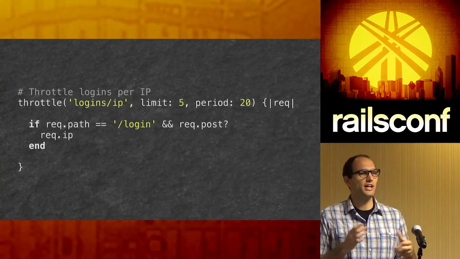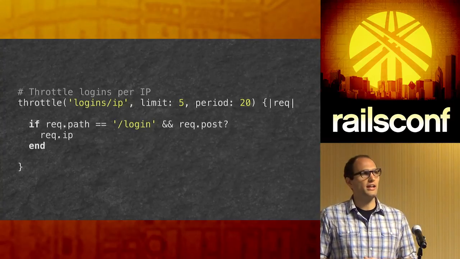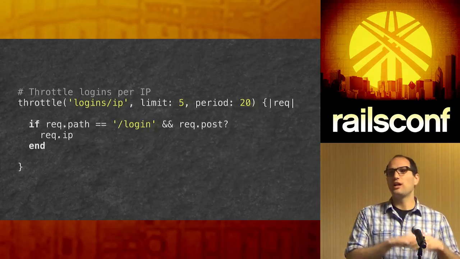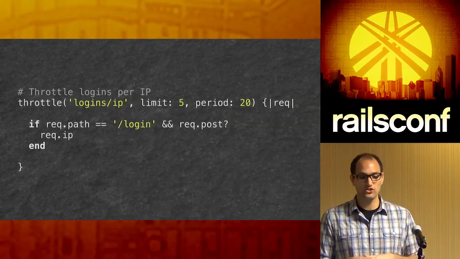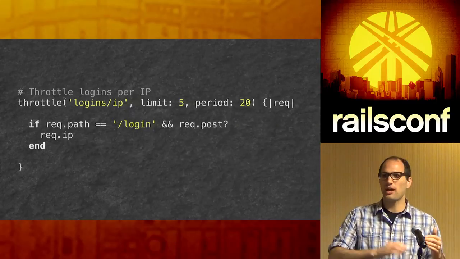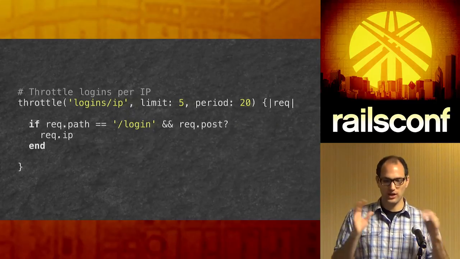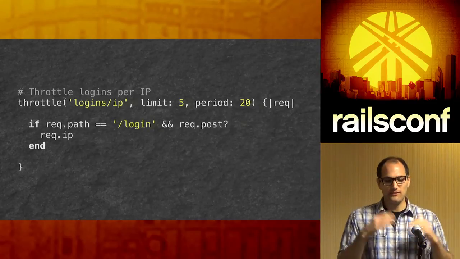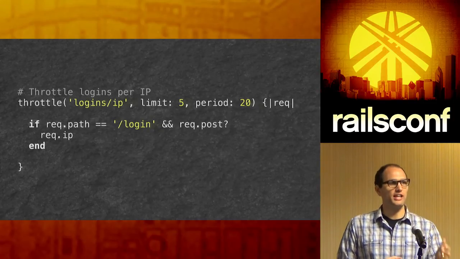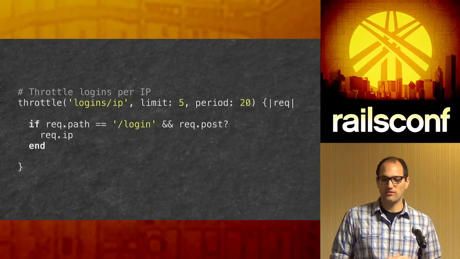This is relying on the fact that we mentioned earlier that if the block returns nil, we're not going to do the throttle at all. So if this is not a post to the login action, we're not going to check memcache, we're not going to increment any counters or do anything like that. We're just going to allow this request right through. But if it is, each IP address gets this lower quota of how many login requests they can make.